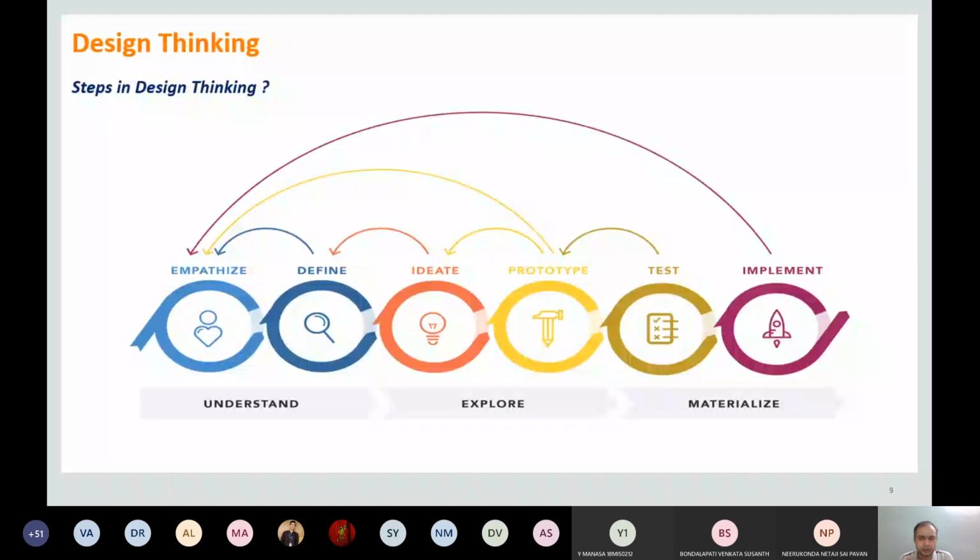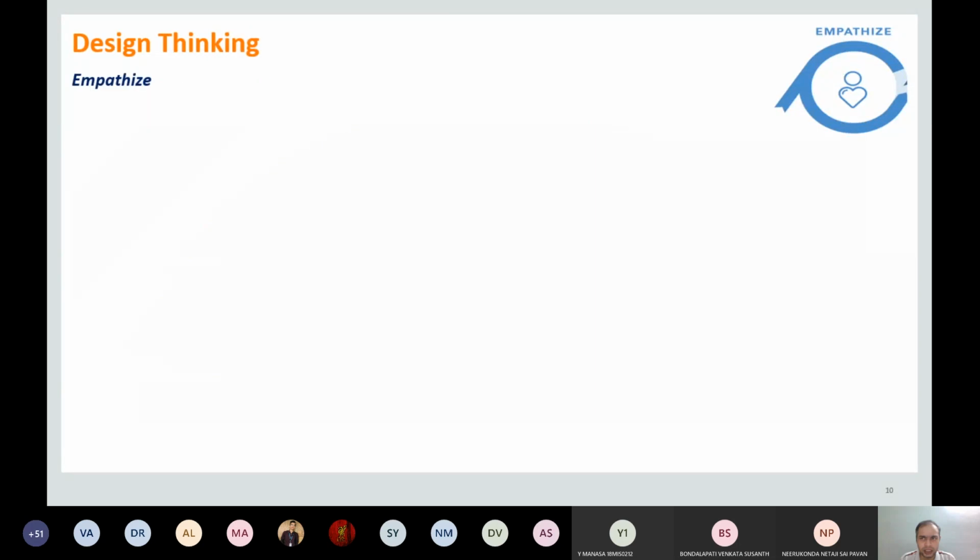So these are the 6 steps we are going to do. First we try to understand by the first 2 steps. Then we explore by ideate and prototyping. Then we materialize by testing and implementing. So these are the 6 steps of design thinking. Okay, so now let us discuss one by one in detail.